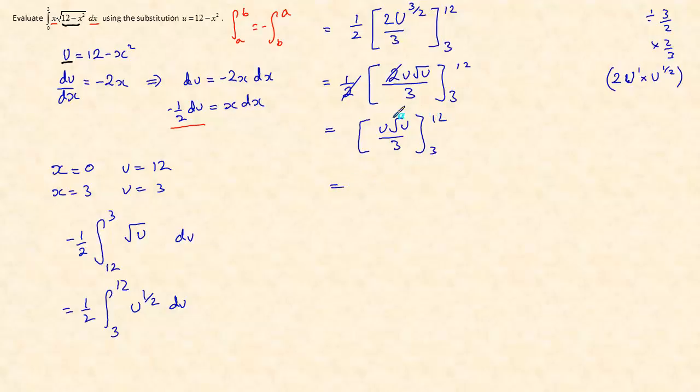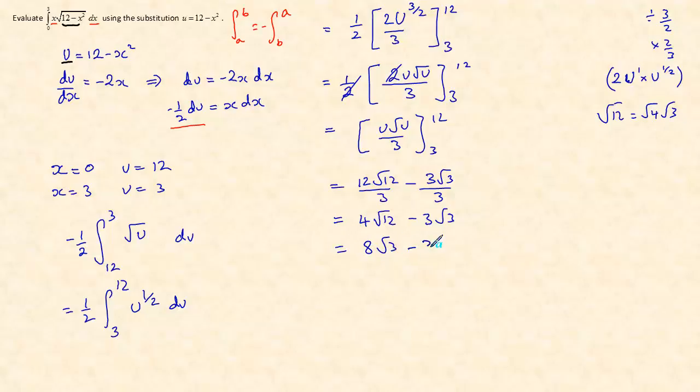So substitute 12 in. So that's 12 root 12 over 3. With 3 in, that's 3 root 3 over 3. So that's going to be 4 root 12, take away 3 root 3. Now, root 12 is root 4 root 3, 2 root 3. So this is 8 root 3, take away 3 root 3, and that's equal to 7 root 3.